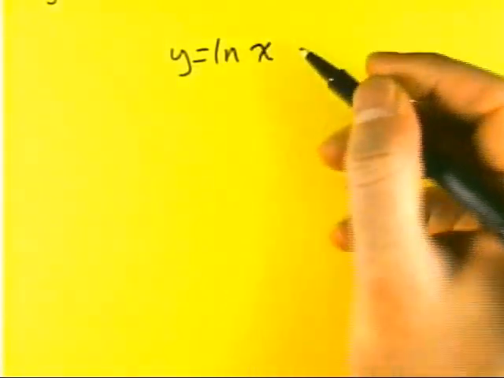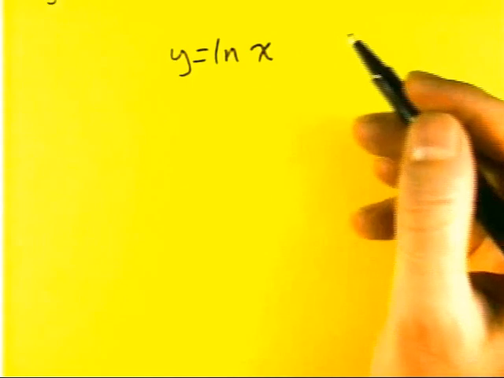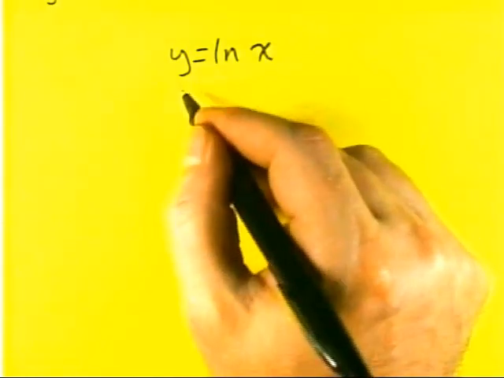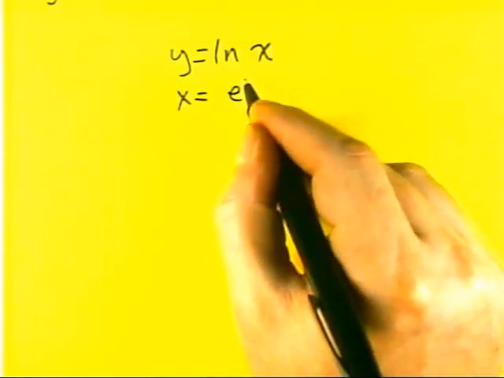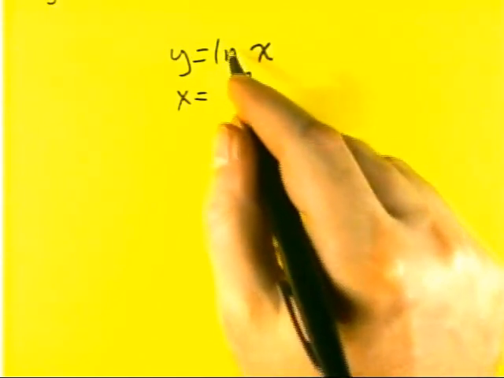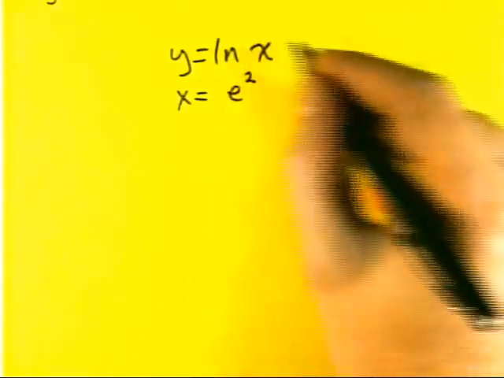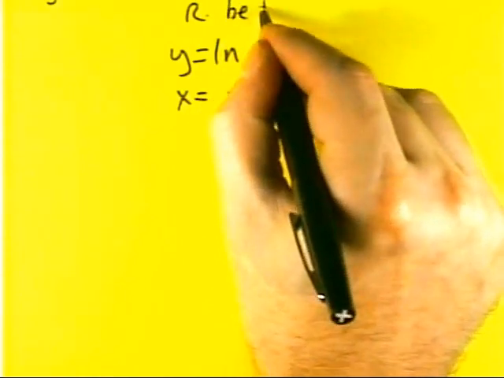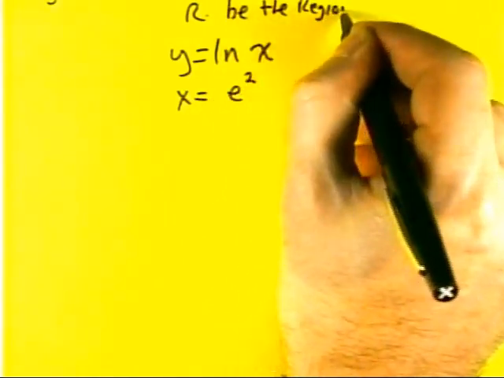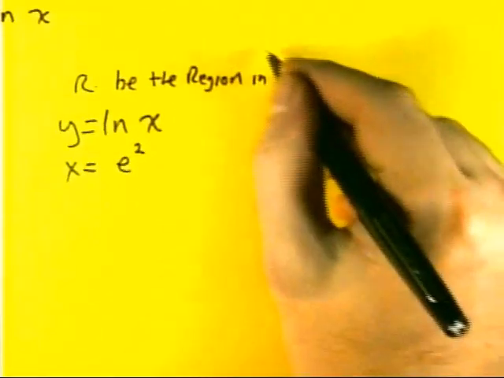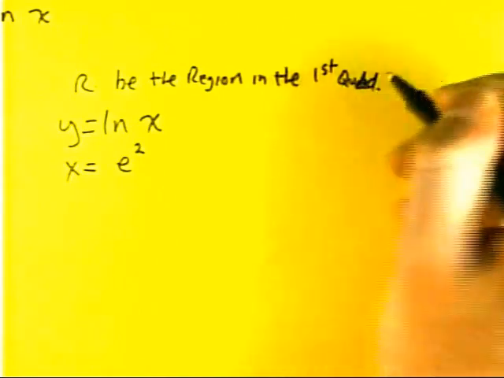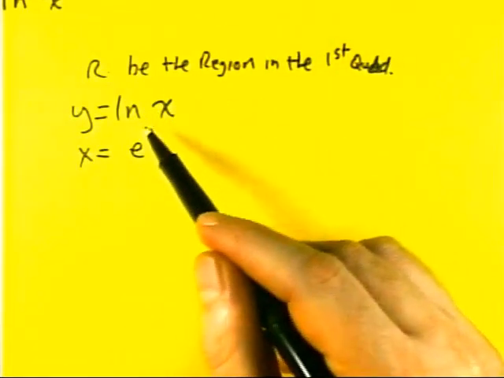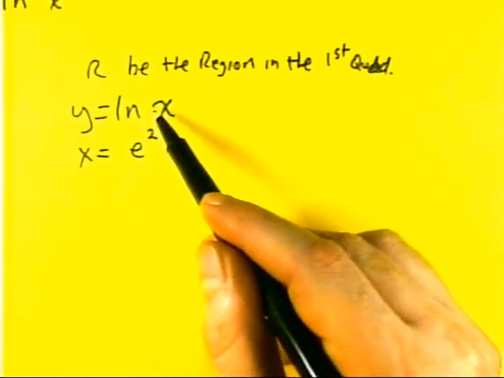Here we go. LaTanya, do you remember me? That's why I was trying to find your picture. Y equals natural log of x. X equals, let's say, e squared. All right, I want you to find the region. Let R be the region in the first quadrant bounded by this curve and this line.